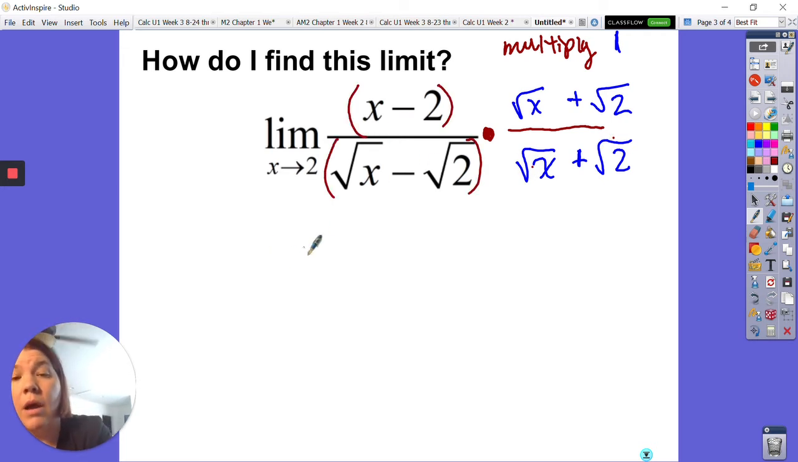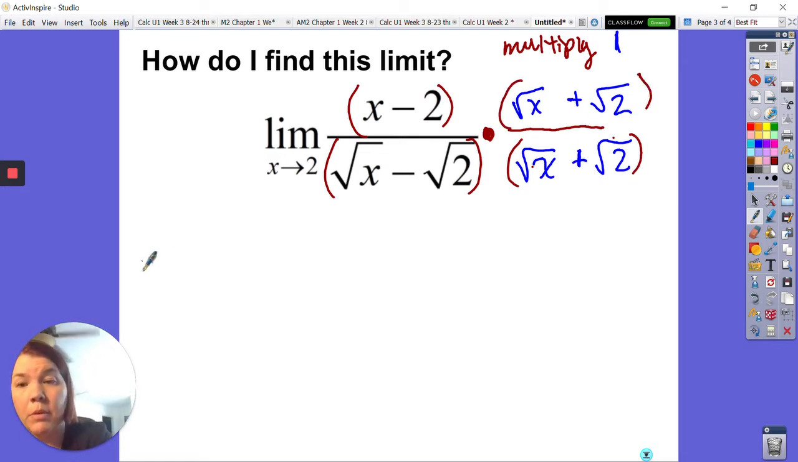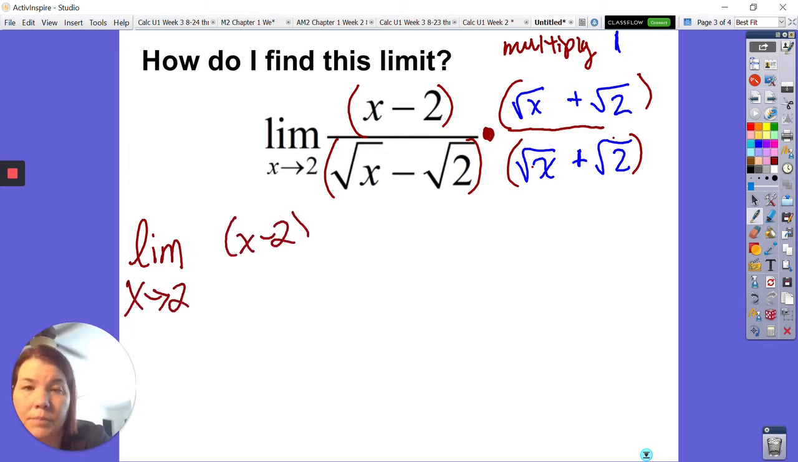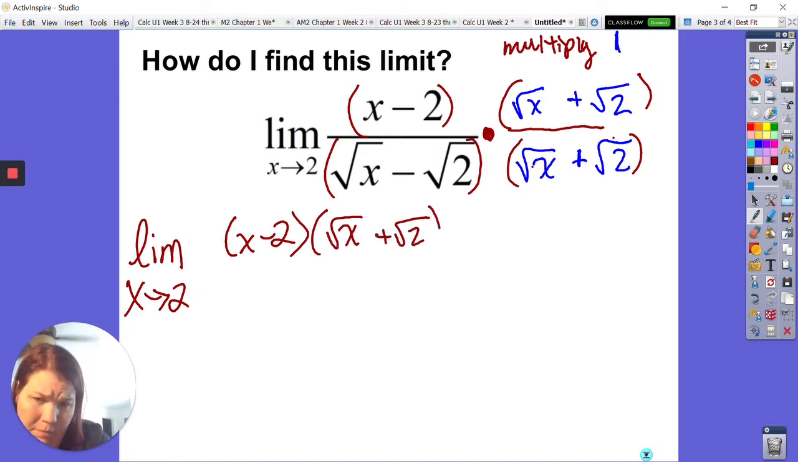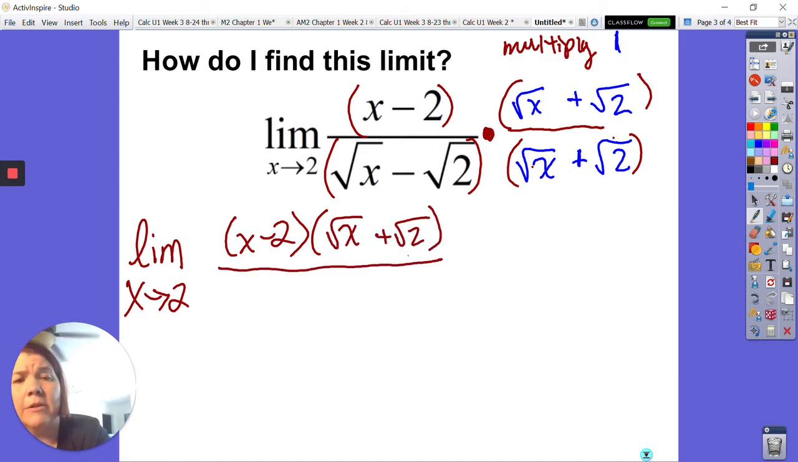All right, I only am going to multiply through where my radicals are. I will not be multiplying the numerator. So I still have a limit, because I haven't done anything with it, of x as x approaches 2, of x minus 2 times the square root of x plus the square root of 2. Excuse my voice, I haven't used it very much today.